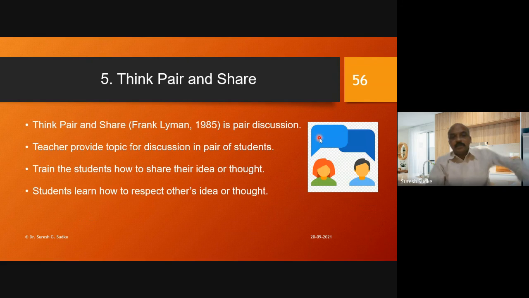Then the fifth and very popular method of cooperative learning is think, pair and share. This method is a peer discussion. Here the teacher provides the topic for discussion among the peers of students. Then they train the students how to share ideas and thoughts. They learn how to respect others' ideas as well as thoughts.